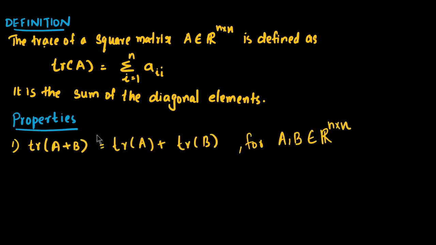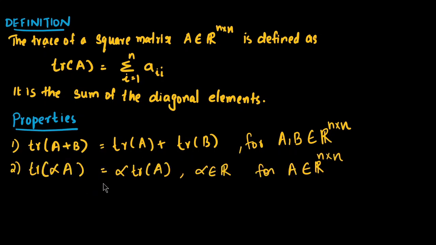Then the properties: trace of A plus B is equal to trace of A plus trace of B for all A, B belonging to R^(n by n). Then trace of alpha A is equal to alpha times trace of A, where alpha belongs to the real numbers R and A belongs to R^(n by n). Then the trace of I_n, the identity matrix of size n, is equal to n. That means the diagonal will have n elements, all equal to 1, and the sum will be equal to n.